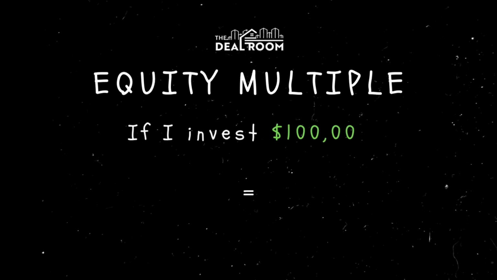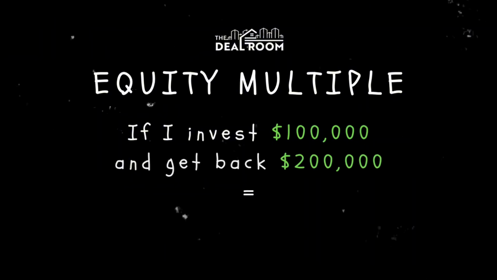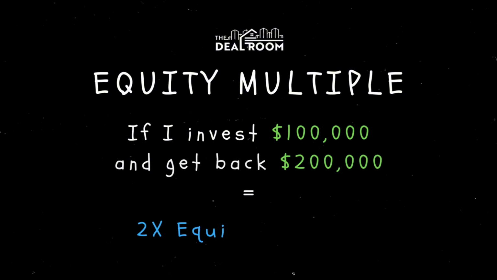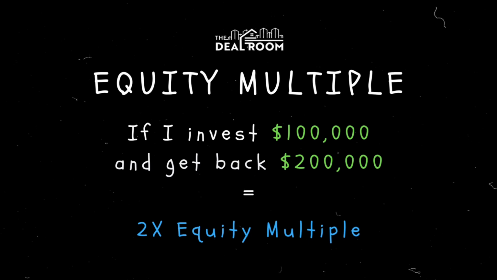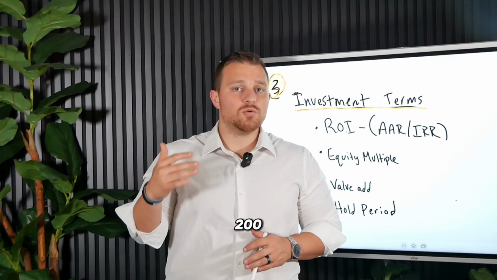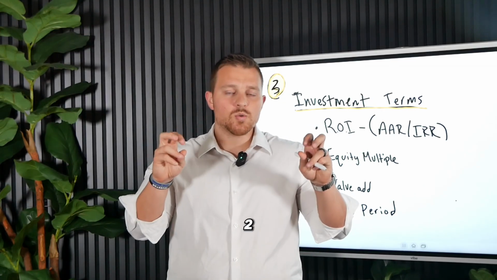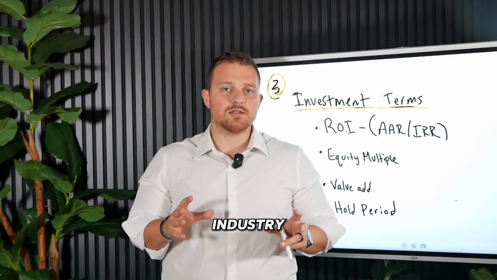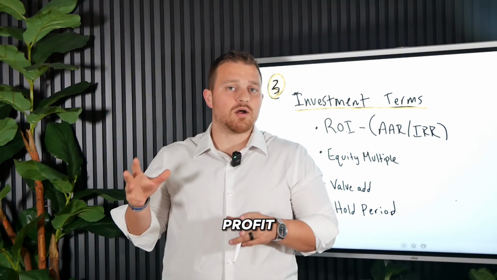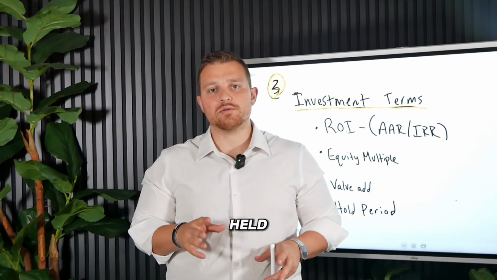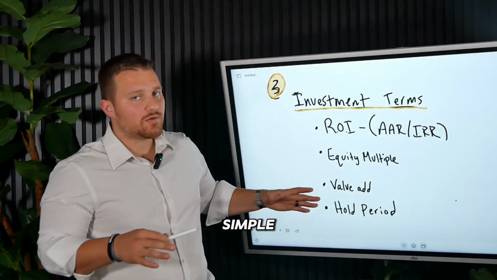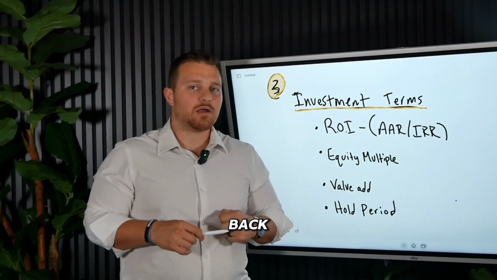All this means is if I give you $100,000 to invest into a deal, how much do I get back in total? Do I get back 150 and get a 50% return or profit? Or do I get back 200? I give you 100 and I get back 200. That's considered a 2x equity multiple, which is pretty industry standard. That's 100% profit over whatever hold period we held it. So equity multiple is as simple as I give you 100, how much do I get back over what period of time?